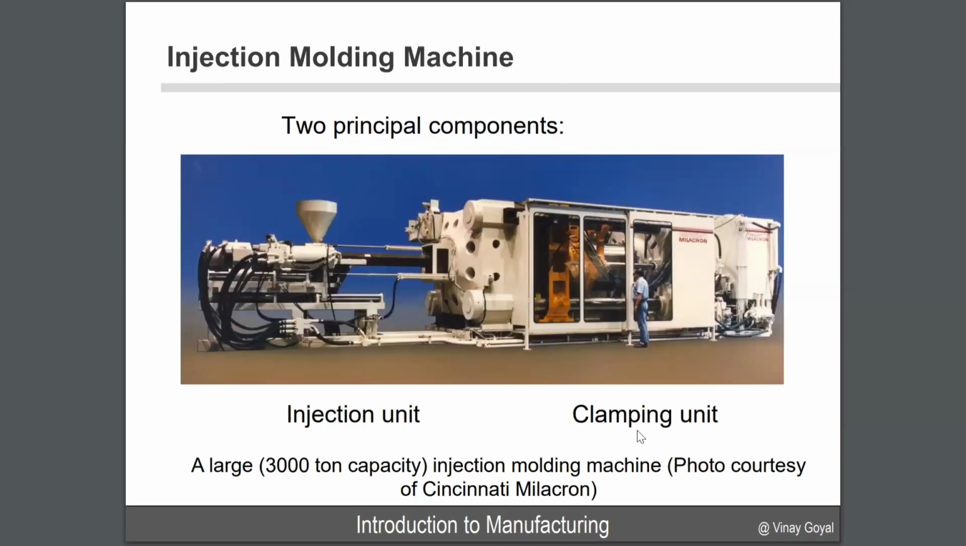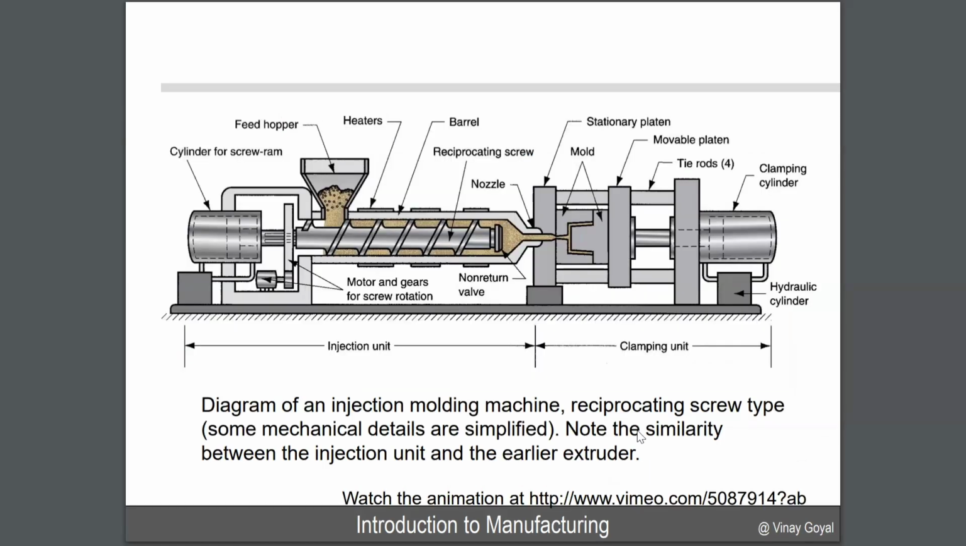Here, what you can see is an injection molding machine. It has two principal components in these machines, an injection unit and the clamping unit. This is a photo courtesy of Cincinnati Milacron. So here's a diagram of an injection molding machine, and it's a very similar process to what I showed before. You have your feed hopper, you have your heaters, just like before. Very similar things going on here.